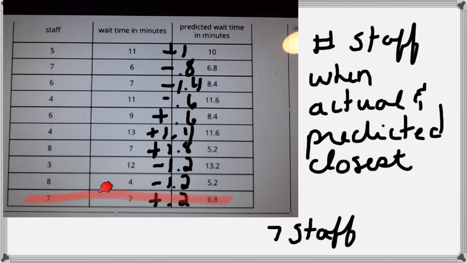And the one that had the closest was the one that was 0.2 difference. So they predicted you'd wait for 6.8 minutes, but you actually waited for 7 minutes or 0.2 longer. So that's really, really close. And that's when they had 7 staff.